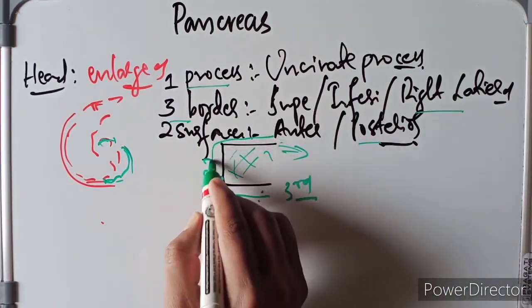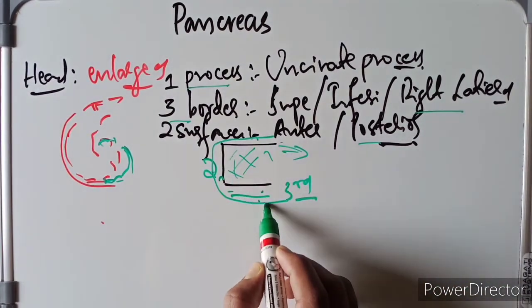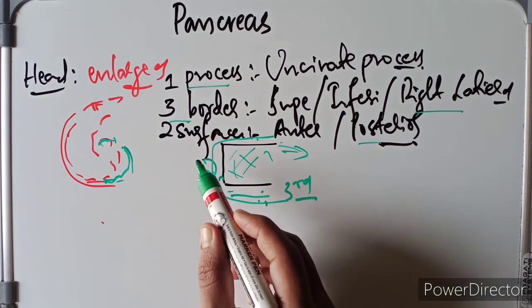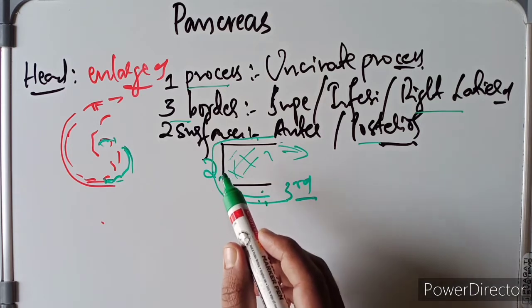So the duodenum will lie like this, right? First part of the duodenum, second part of the duodenum, and also third part of the duodenum. And also towards the right lateral border we have the anterior and posterior pancreatico-duodenal arterial arcades.